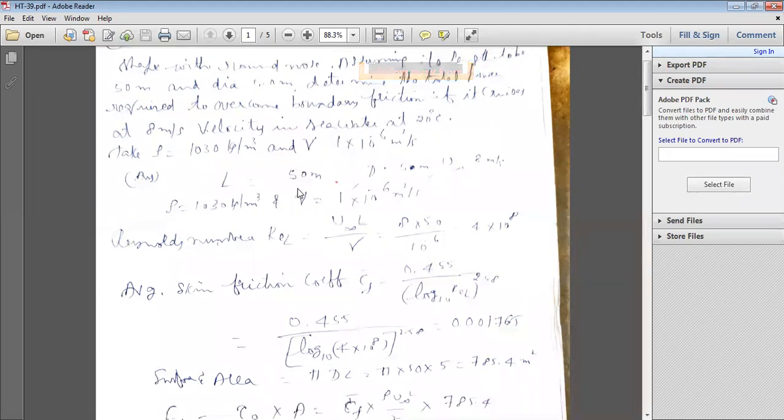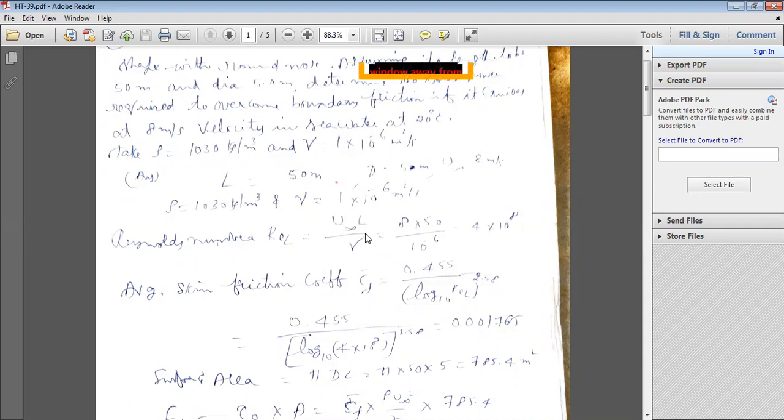So length of the submarine 50 meters, diameter D 5 meters, velocity 8 meters per second, density 1030 kg per meter cube, kinematic viscosity 1 into 10 power minus 6 meter square per second. Kinematic viscosity units are meter square per second. So how do you calculate the Reynolds number Re_L? If you know the kinematic viscosity, Reynolds number Re_L is equal to velocity into length, U free stream into L, divided by kinematic viscosity.